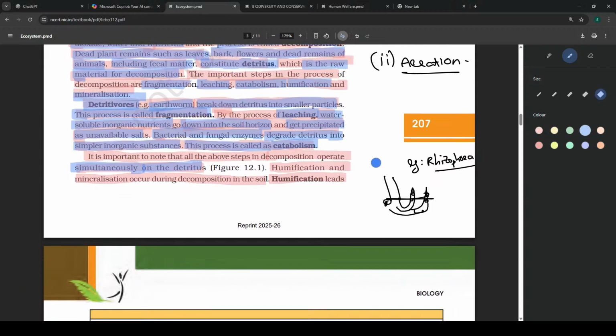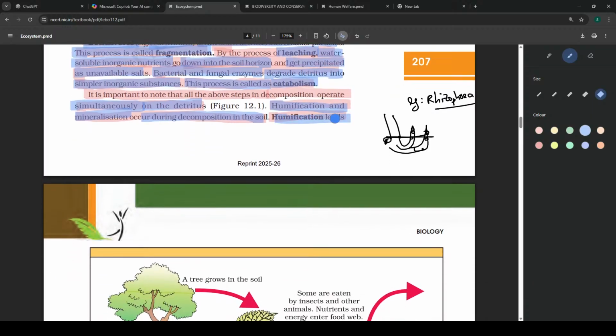Now coming to the fourth step known as humification, and the fifth step, mineralization. We saw that the first three steps, fragmentation, leaching, and catabolism, simultaneously occur during decomposition. And humification and mineralization, when do they occur? They occur during decomposition in the soil.